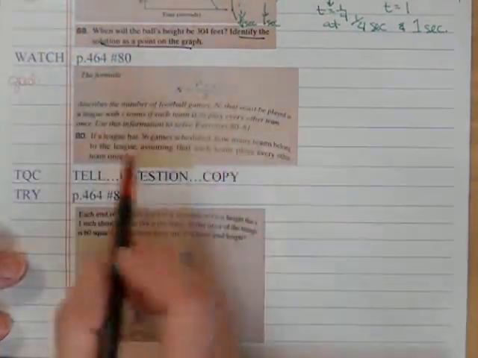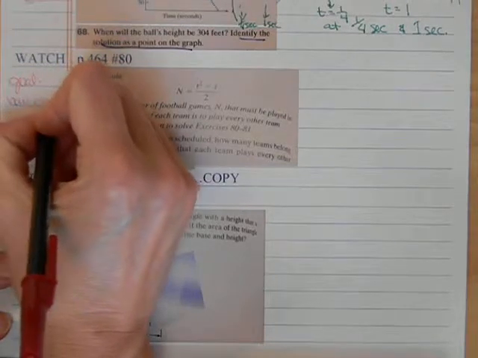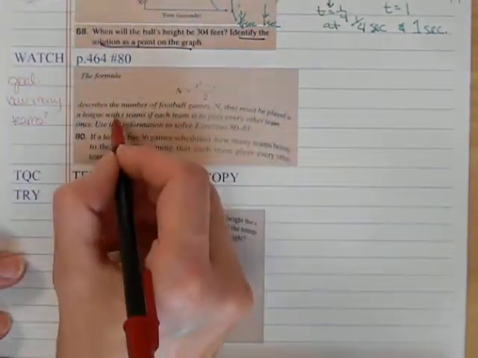We've got a goal here. Let's see what that is. How many teams belong to the league? So the goal is to figure out how many teams. And they told us that T represents teams. So we're not going to stop till we figure out what T equals.